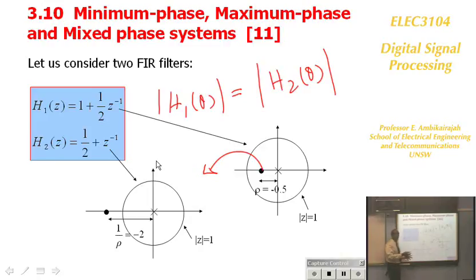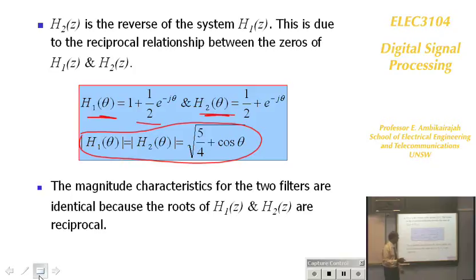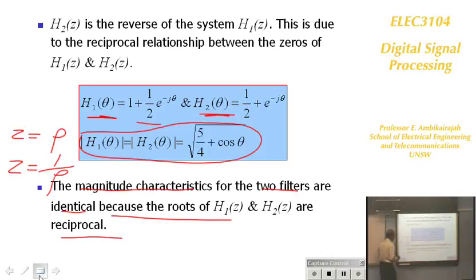From that, I'm going to define what's minimum phase and maximum phase. So let's go with this, and H1 theta is this one, H2 theta is this one, and you can show that the magnitude of H1 theta is equal to the magnitude of H2 theta. So the magnitude characteristics of the two filters are identical because the roots are reciprocal. That means reflecting. If one of the roots is equal to rho, and the second one is 1 over rho, that means reciprocal. One root is the reciprocal of the other. The magnitude response will be the same, but the phase responses are not the same.